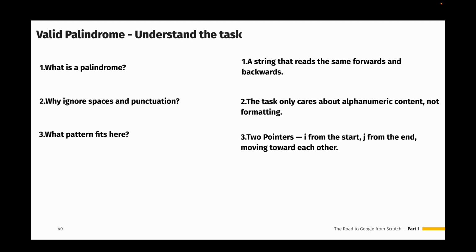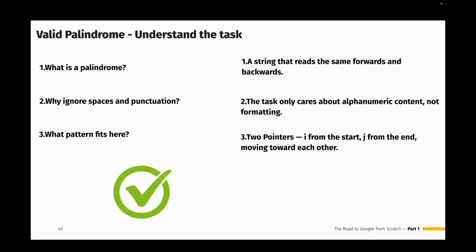And what pattern fits here? In my opinion, we can use two pointers, which we have already seen in previous tasks. Why? Because here we can use a pointer left and a pointer right, which will point to an element from the left and an element from the right side. We will be able to compare them and see if they are equal. If they are not equal, it means that it's 100% not a palindrome.